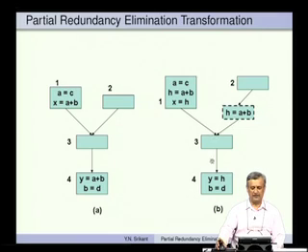Now, the expression A plus B is fully redundant at this point, it is available along this path and also this path, and we can replace this A plus B here by h, where h is the variable storing the value of A plus B along these two paths.